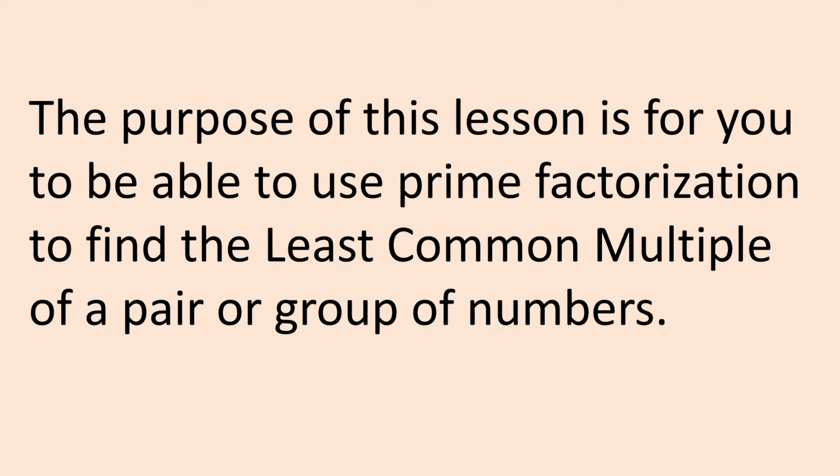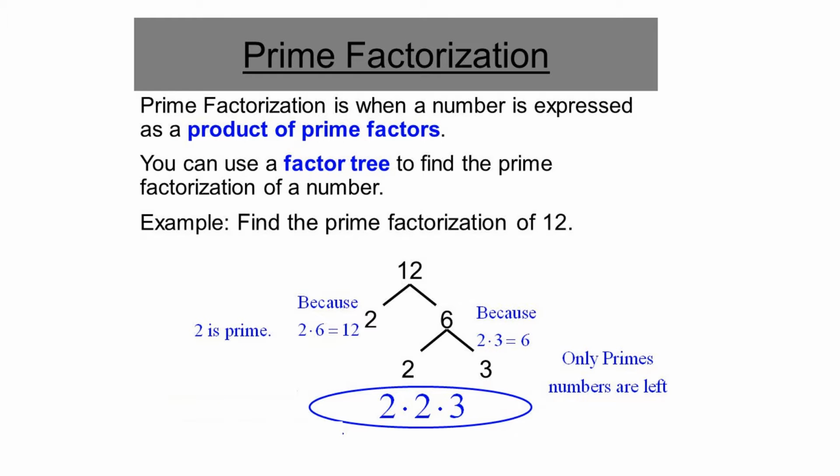The purpose of this lesson is for you to be able to use prime factorization to find the least common multiple of a pair or group of numbers. Prime factorization is when a number is expressed as a product of prime factors. You can use a factor tree to find the prime factorization of a number. The example below shows a factorization of 12.